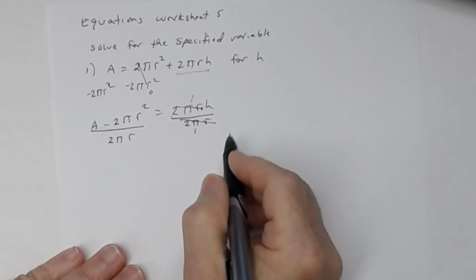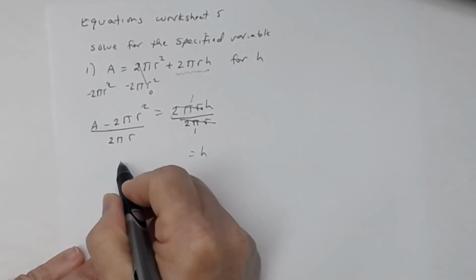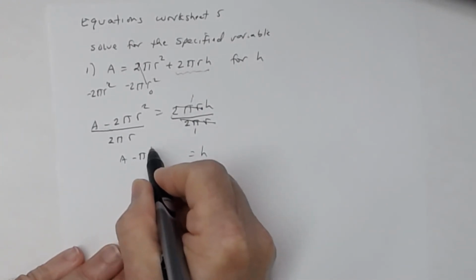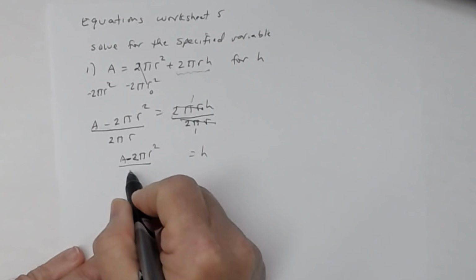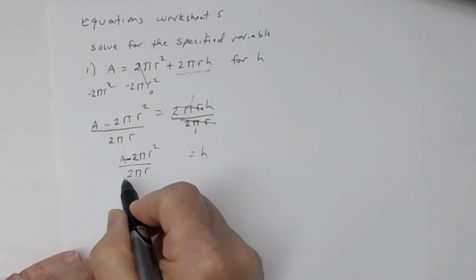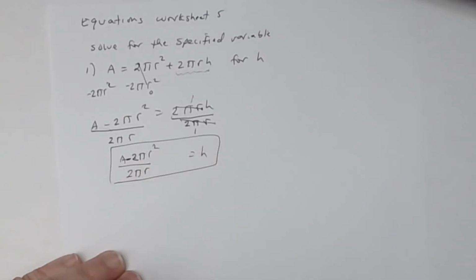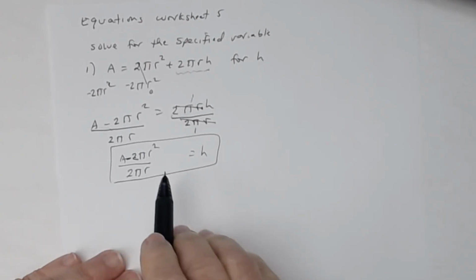And then 1 times h is h. So I get h equals (a minus pi r squared) divided by 2, that is (a minus 2 pi r squared) divided by 2 pi r. And there's your answer. Okay, now be careful. That's the way I would leave it.